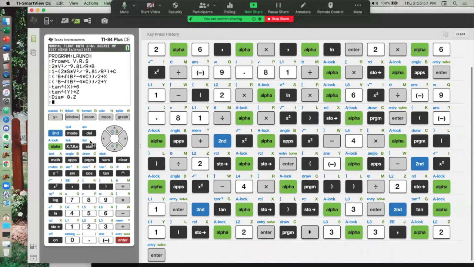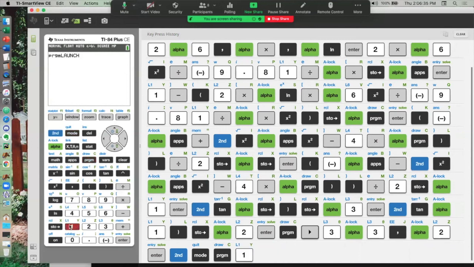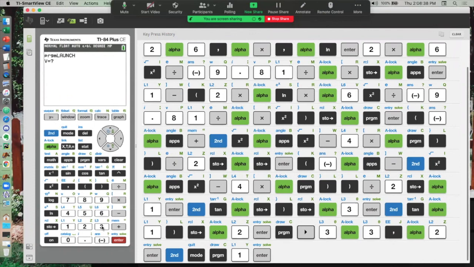So we're going to quit. This saves it automatically. We already tested that. So second mode is quit. And then if I want to run this, I click program, and you'll see that there's a program in there now. So I'm going to do 1 for launch, and it says program launch, and you click enter to launch. It says V, what's your velocity? So I put in 30, enter, range 87.1, enter.